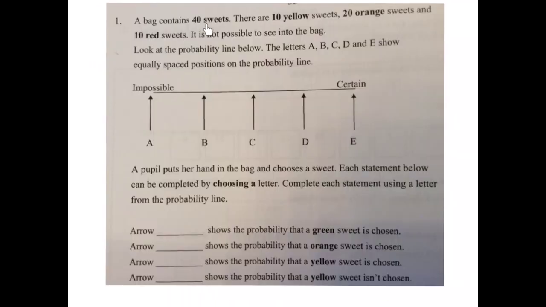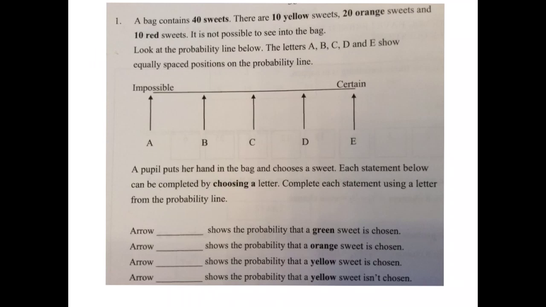A bag contains 40 sweets. There are 10 yellow sweets, 20 orange sweets and 10 red sweets. It is not possible to see into the bag. Look at the probability line below. The letters A, B, C, D and E show equally spaced positions on a probability line. A is impossible, ranging up to E, which is certain. A pupil puts her hand in the bag and chooses a sweet. Complete each statement using a letter from the probability line.